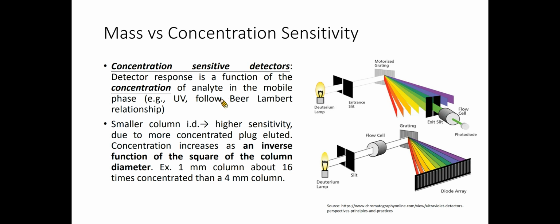The analytical detectors can be classified into two major classes: the concentration-sensitive detectors or mass-sensitive detectors. For concentration-sensitive detectors, the detector response is a function of the concentration of analyte in the mobile phase. Therefore, a smaller column internal diameter can bring a higher sensitivity because a more concentrated plug is eluted. The concentration increases as an inverse function of the square of the column diameter.